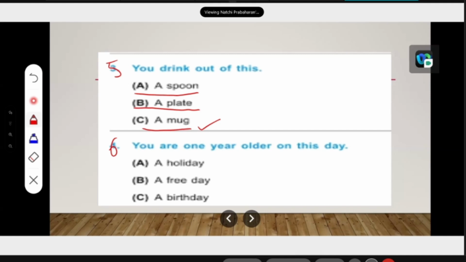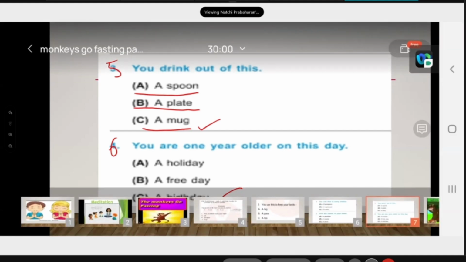Let me repeat the question again. You are 1 year older on this day. What is the answer, children? A birthday, isn't it? Okay, superb, children, very good. So we have finished this, right?